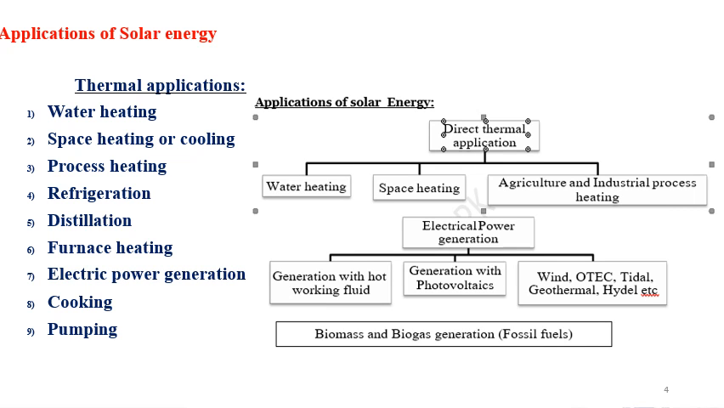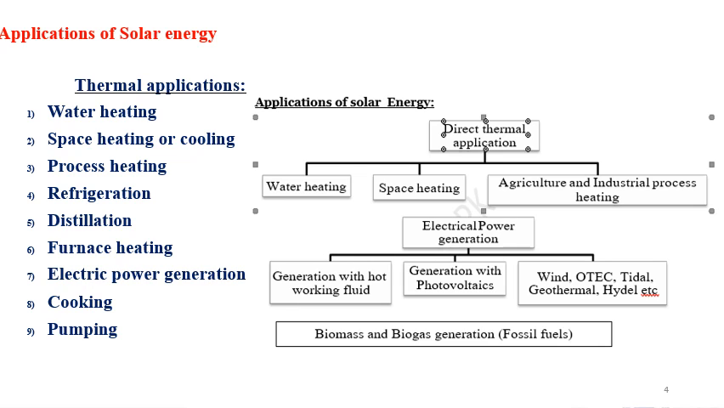The second method is photovoltaic methods, which make use of solar cells to convert solar energy directly into electrical energy without any machinery. This will be discussed under solar photovoltaic conversion. The third is conversion of solar energy into electrical energy without using machinery, by utilizing the thermoelectric effect, which is called thermoelectric conversion. And the fourth one is wind energy, OTEC, and other forms.